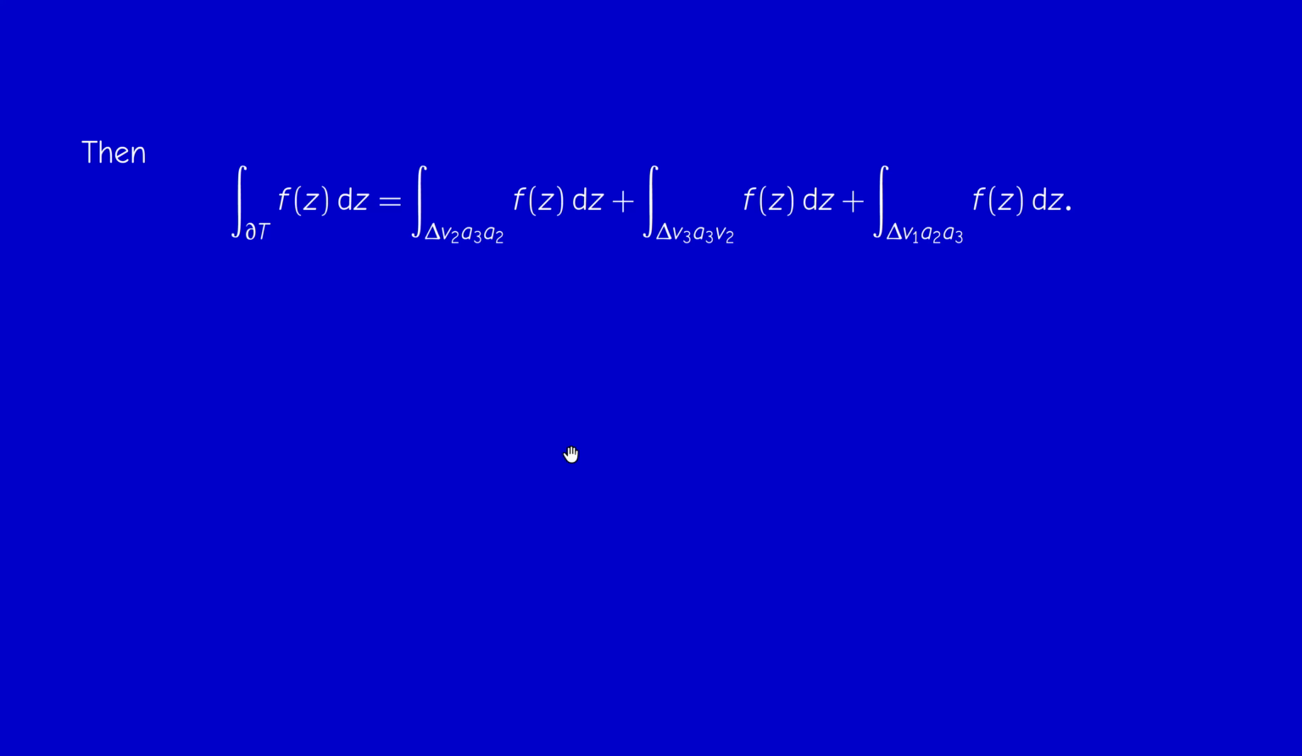Now, by version 1, since these two triangles actually are in omega without A, and f is holomorphic on omega without A, by version 1, the first two integrals are 0, right? So we are left with the third integral over the small triangle, okay, whose perimeter is less than epsilon.